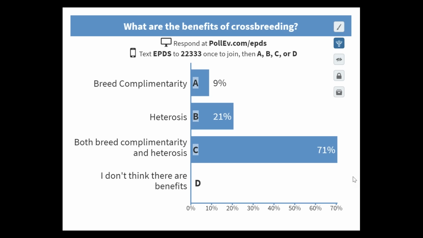All right, so about 10% of you responded breed complementarity, about 20% just heterosis, and C, both breed complementarity and heterosis, were the overwhelming majority here, and still a few of you coming in, almost three-quarters picked option C. And Megan, there aren't any non-believers with us tonight. So that's good news, I guess. Tell us why we might think about crossbreeding as a tool to improve production efficiency in beef cattle?